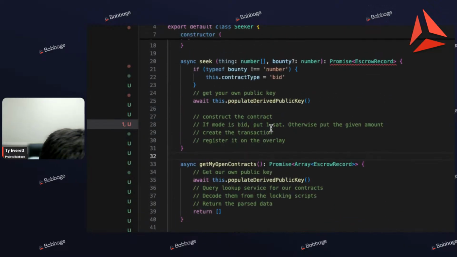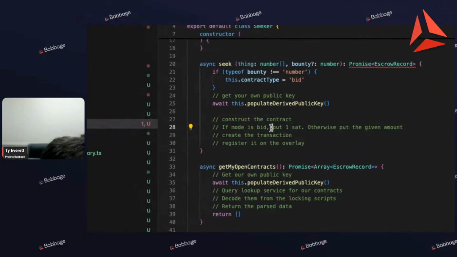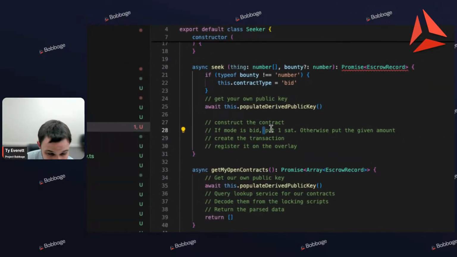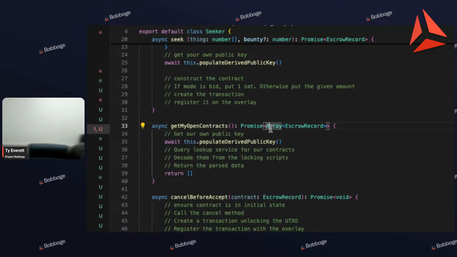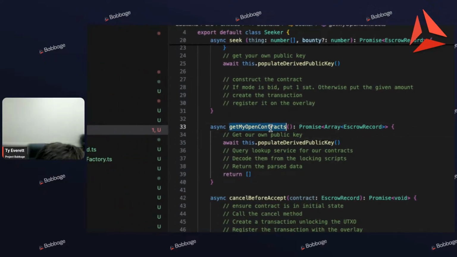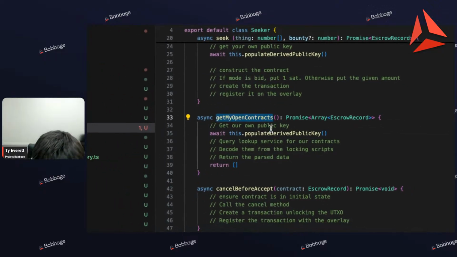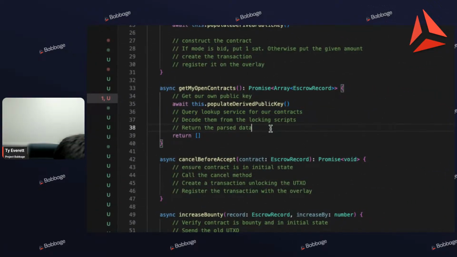To do that, they will construct the new contract. If there's only bids, then they'll put 1 sat for now, just a small token amount. Otherwise, they will put the full bounty amount that they're willing to pay for the completion of the services. They'll create the transaction and put it up on the overlay. A seeker can get their own contracts from the list. So they'll just ask the lookup service to return everything that they have currently going on that's active.